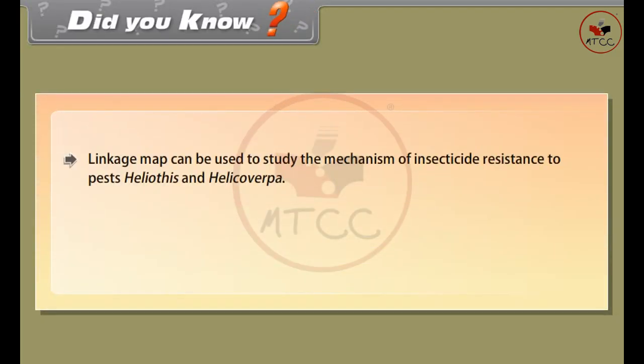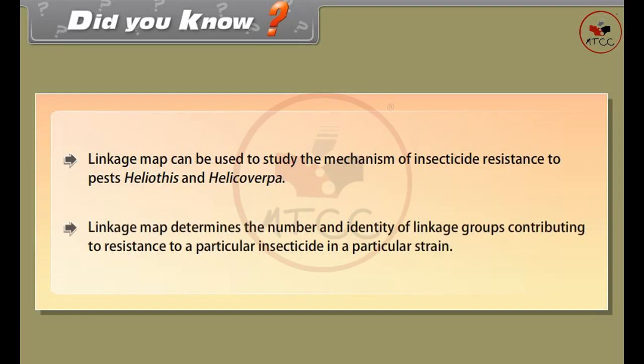Did you know? A linkage map can be used to study the mechanism of insecticide resistance in the pests Heliothis and Helicoverpa. A linkage map determines the number and identity of linkage groups contributing to resistance to a particular insecticide in a particular strain. Summary.